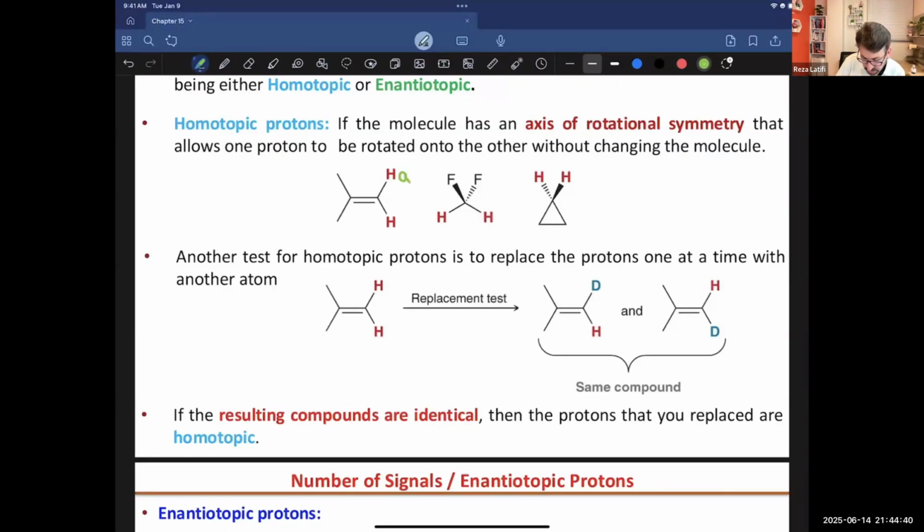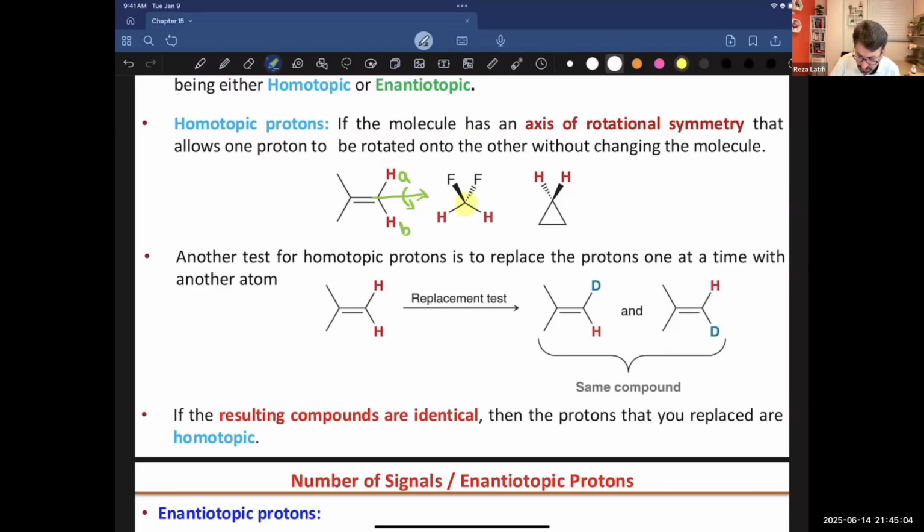Let's call this one A and this one B. If I rotate the molecule 180 degrees, I can turn HA into HB. So if our molecule has an axis of rotation, those two hydrogen atoms will be homotopic. Or, how about this?